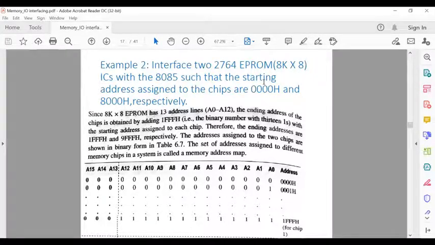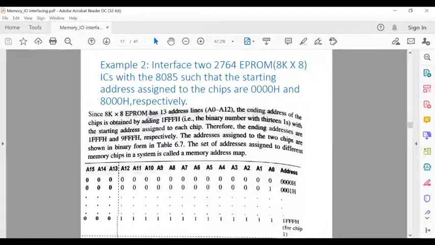Okay, so here 8K cross 8 has 13 address lines. How can you calculate this? 8K represents 2 to the power 13, so 13 address lines are there. 2 to the power 13 equals 8K. Why does 2 to the power 13 equal 8K?